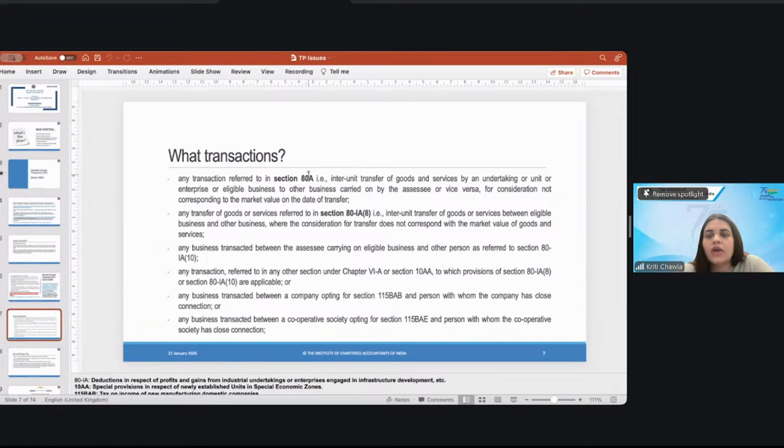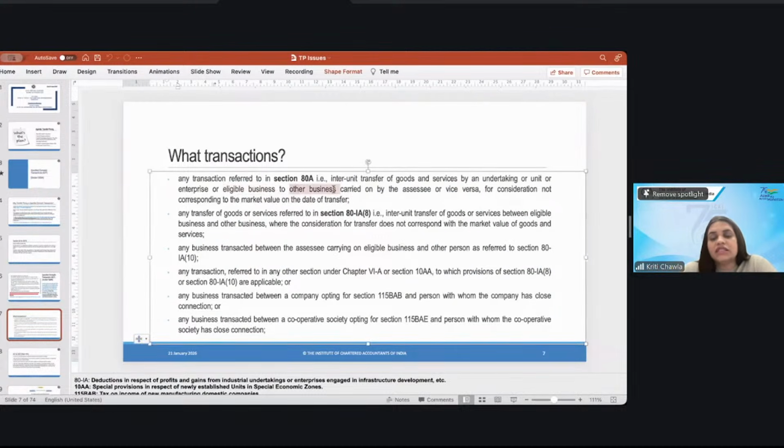What is Section 80A? Well, Section 80A is inter-unit transfer of goods and services by an undertaking or unit or enterprise or eligible business to other businesses carried on by the assessee for consideration not corresponding to the market value on the date of transfer. What they're really trying to say is that if there are eligible units, tax eligible units, tax holiday units, and there are other units that are carried on by the assessee, if there is an inter-unit transfer between these two, and it is not happening at market value, well, then that is where Section 80A will be applicable.